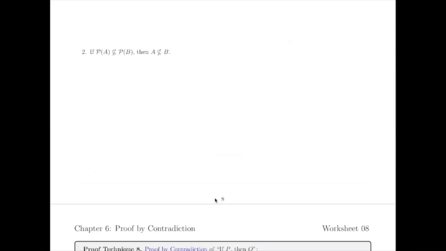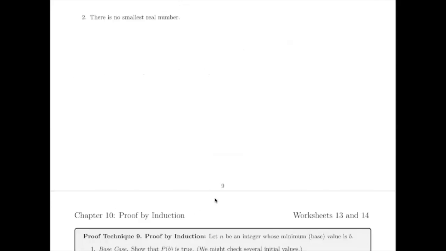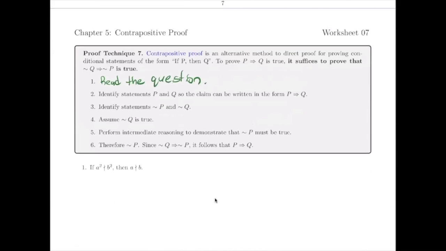Contrapositive proof, contradiction, and induction. Certainly you need to know these techniques because you're going to have to prove things, and those proofs might involve these techniques. You'll see these proof techniques in the context of functions, and proving things are countable or uncountable, that sort of stuff. You'll also see some multiple choice questions that just focus on proof techniques.